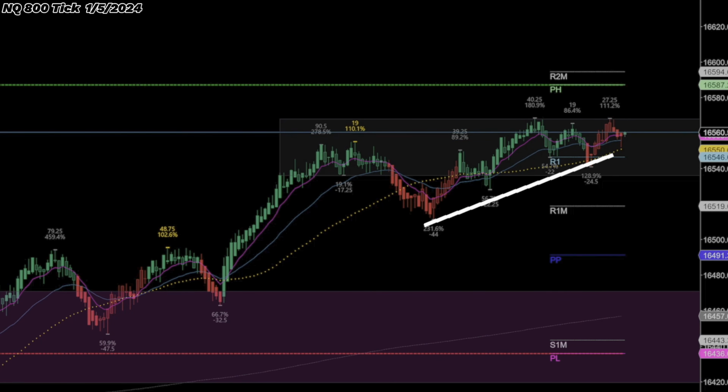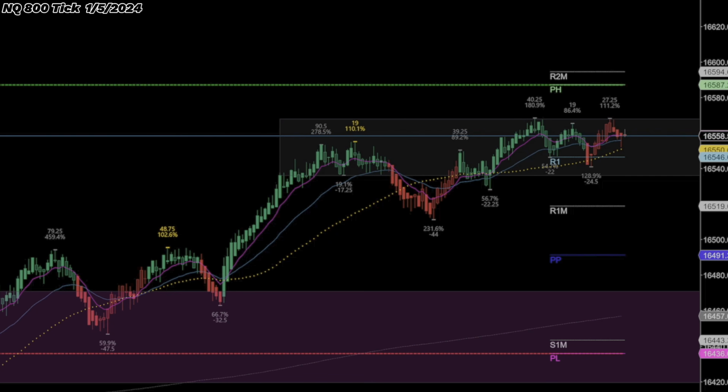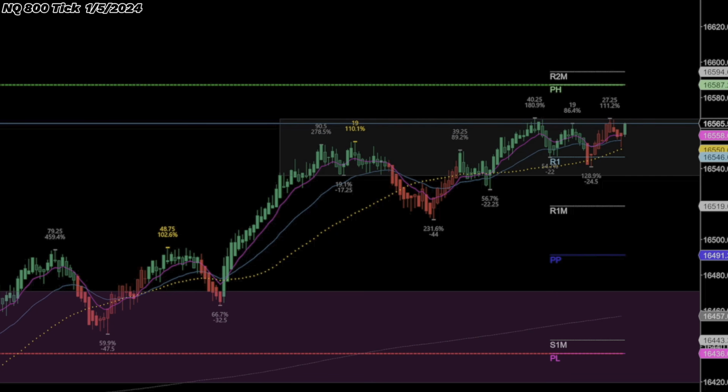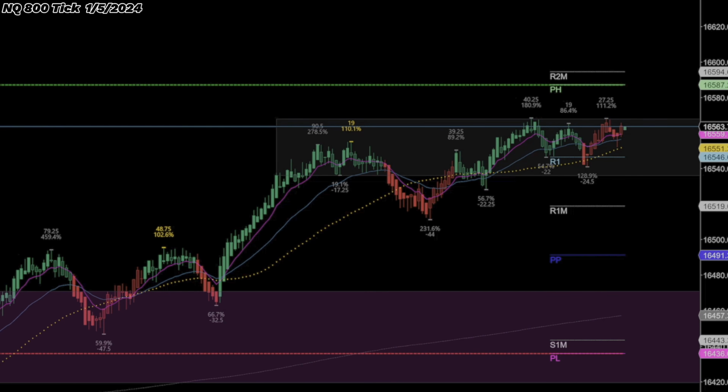But I want to see the price break through the prior high level. So we have a double top there. I want to see a close above that level. And I noticed that we keep printing higher lows. That is a good sign for the buyers.